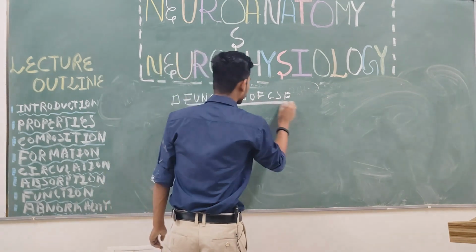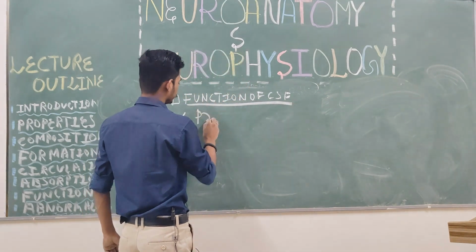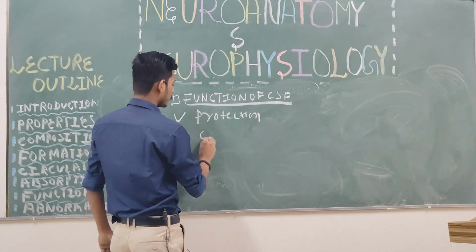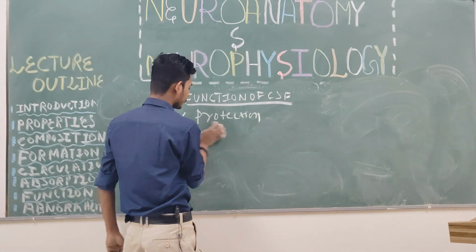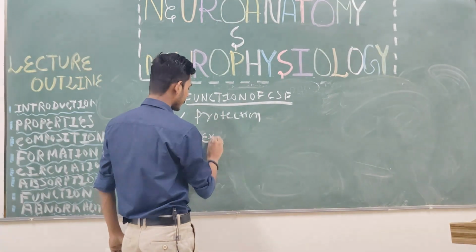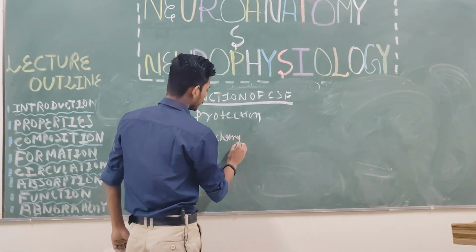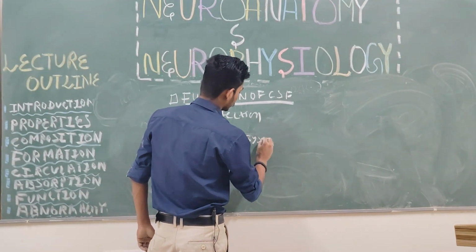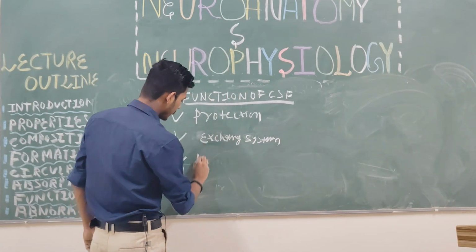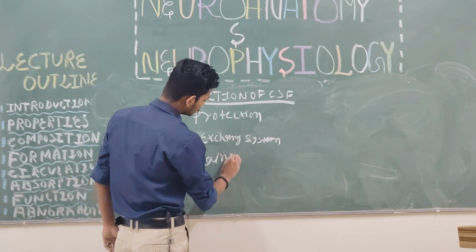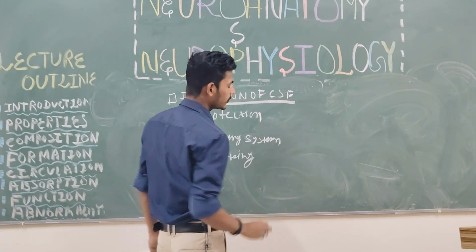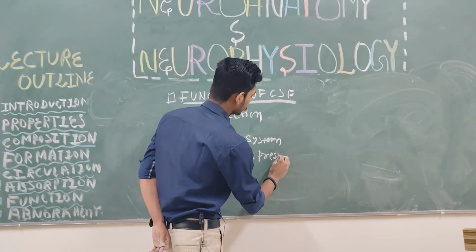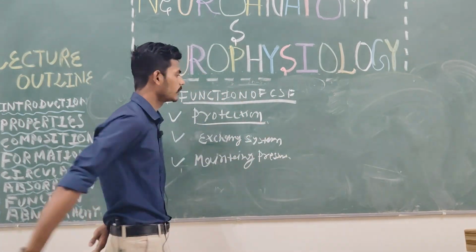See, the function of CSF: first is protection. Second is providing an exchange system. Third is maintaining the volume, and maintaining the intracranial pressure.